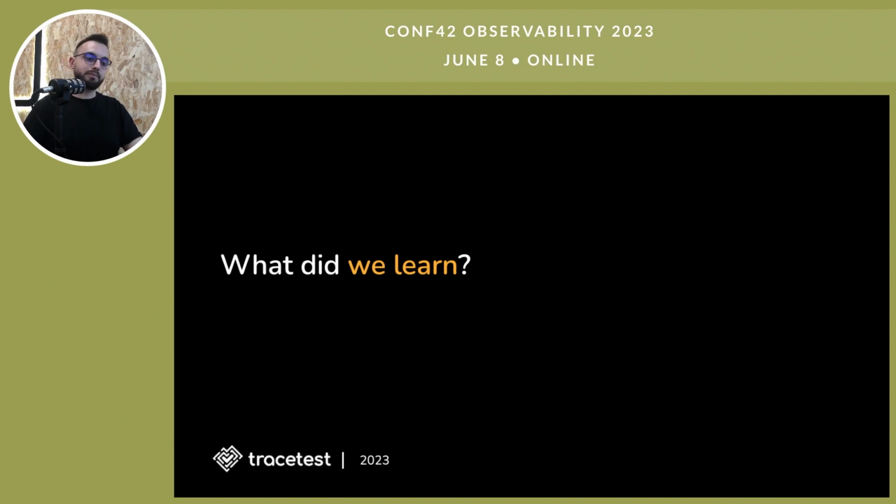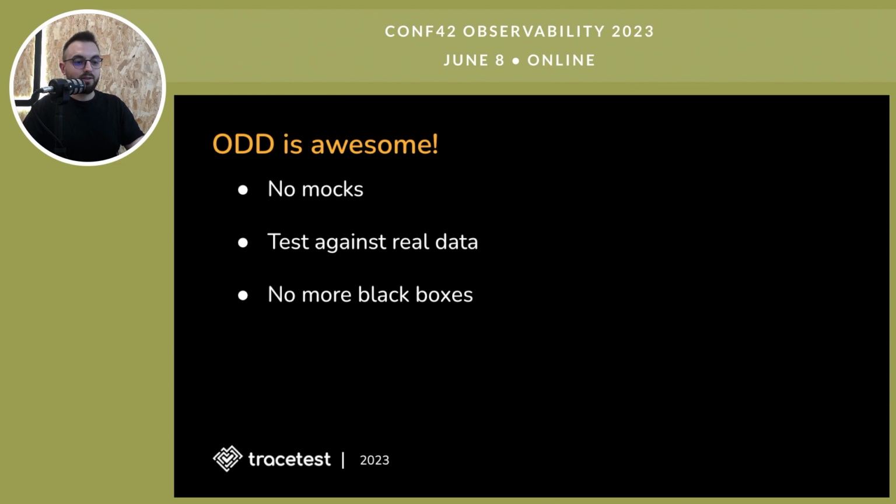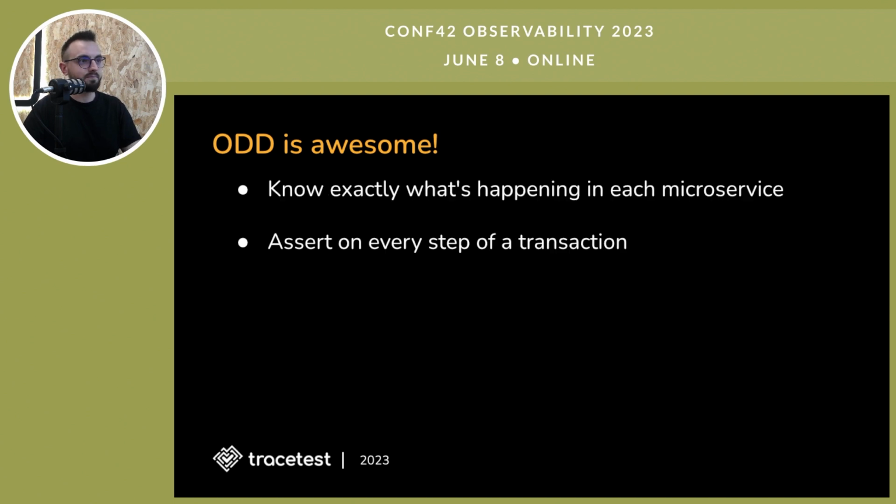Now, to wrap everything up, let's just run through what we learned. First and foremost, observability-driven development is awesome. Why it's awesome? Because you don't have any mocking, you can test against real data, and you have no more black boxes. You know exactly what's happening in your tests. You know exactly what your system looks like. You don't have to ask anybody in your team, so what's happening with that one service? You have the entire layout and you can run tests from that. You know exactly what's happening. And that's a big deal. So from there, because you know what's happening, you can assert in every step of that transaction.